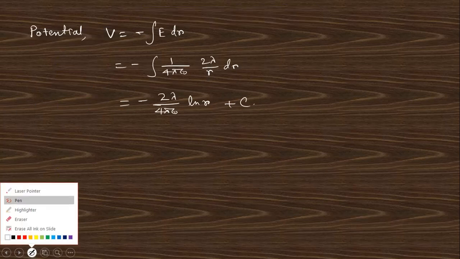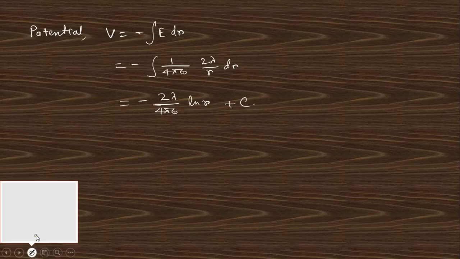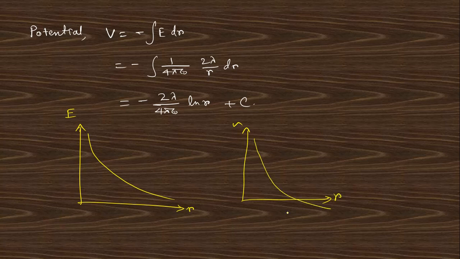And I think you remember the graph of this electric field and potential, the 1 by r graph. So the electric field will be like that, and this is the curve of r versus electric field, and the curve for the potential was like that.